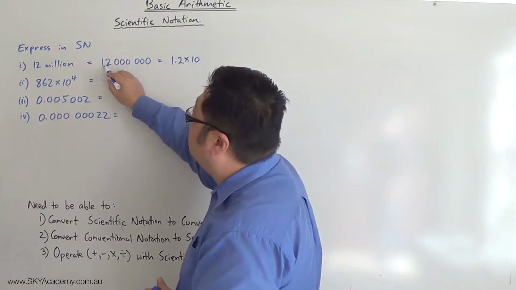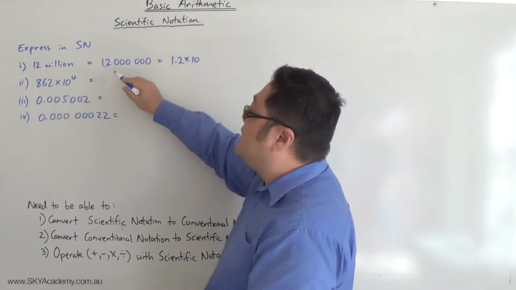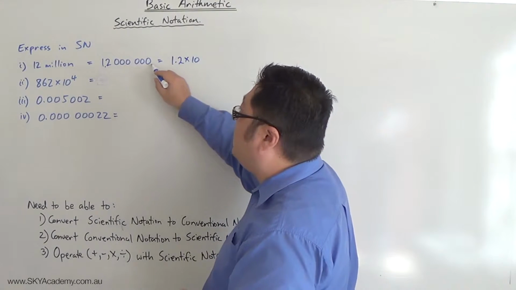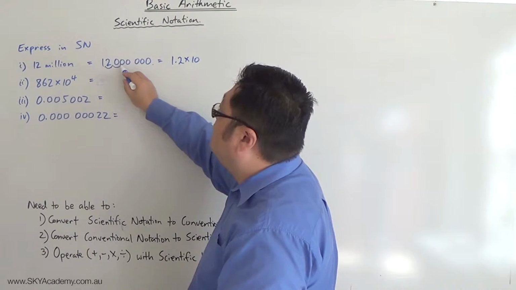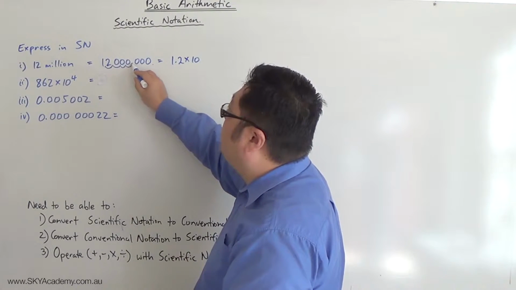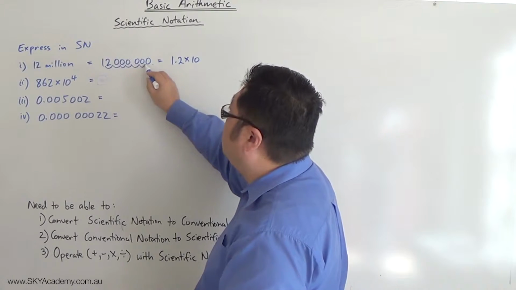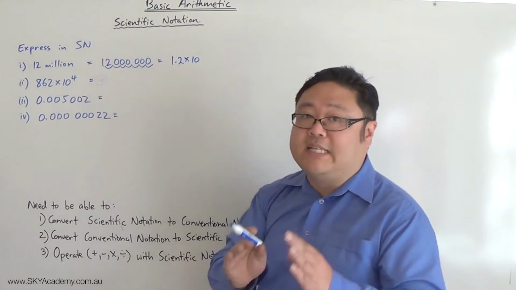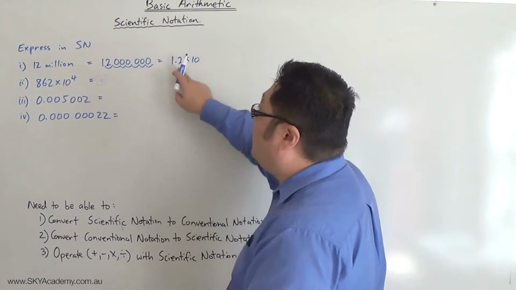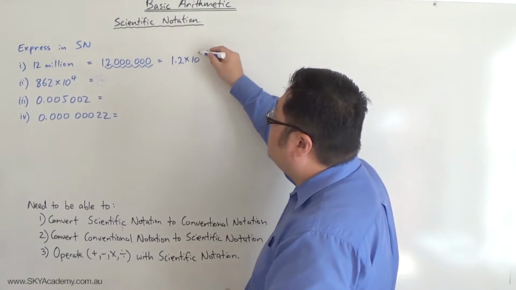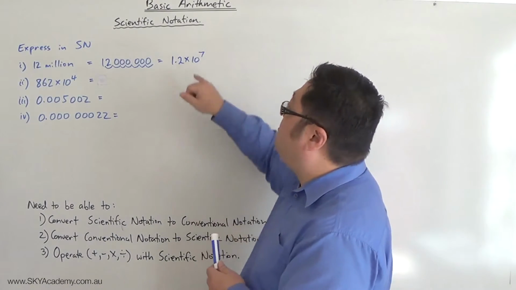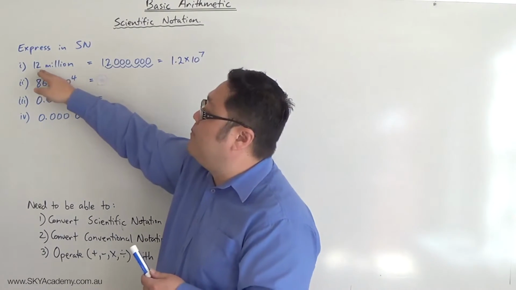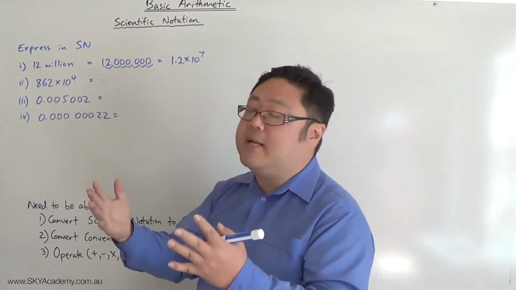the power of, so if we put the point between 1 and 2, how many decimal places have we shifted it from here? So let's count. 1, 2, 3, 4, 5, 6, 7. We've shifted it 7 places. So it's 1.2 times 10 to the power of 7. Okay? And we know that it's positive 7 because 12 million is a really big number.